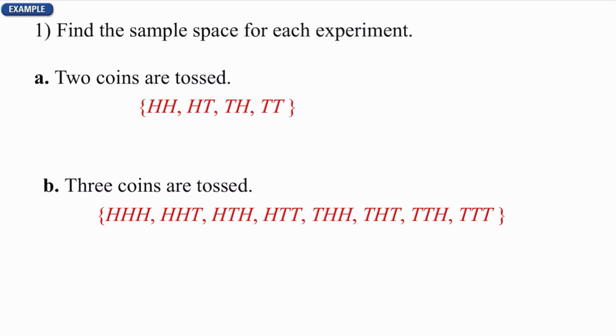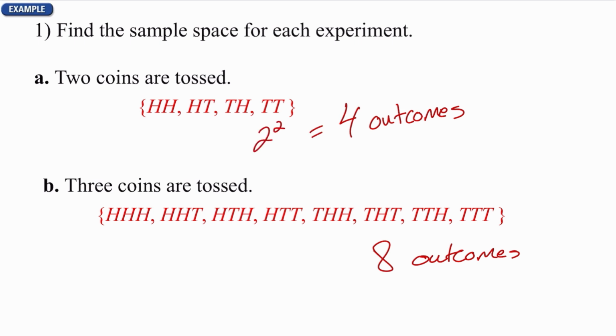For 3 coins, you should have gotten these outcomes in your sample space. You'll notice that you have 4 outcomes when 2 coins are tossed, and you have 8 outcomes when 3 coins are tossed. Now, 4 outcomes is the same thing as 2 squared, and 8 outcomes for 3 coins is the same thing as 2 cubed, because each coin only has 2 options, heads or tails. I should point out that it's not always going to be that easy. It's not always going to be just a number to some power, but in this case, with the coins being tossed, it is that easy.